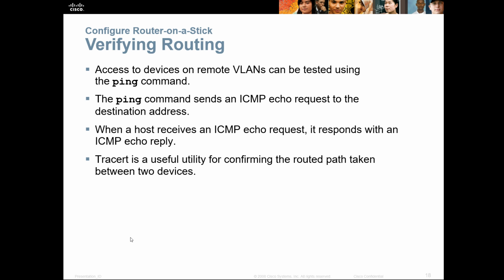So, how can we verify? You can ping. Try pinging between the two PCs now, PC1 to PC3. They're on different VLANs, but as long as those virtual interfaces are correctly configured on the router, again also known as sub-interfaces, you are good to go.